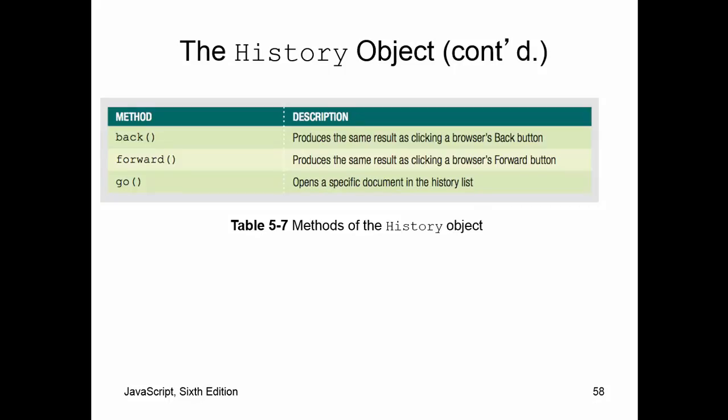So the history object has three basic methods that you can use with it. The back method, which is like clicking the back button. The forward method, which is like clicking the forward button. And the go, which opens a specific document in a history list. Okay, so I can say, for example, go 5, all right, which I believe will open the 5th document. Then if I want to go back again, I can even put under the go, I believe I can put a negative number in there.